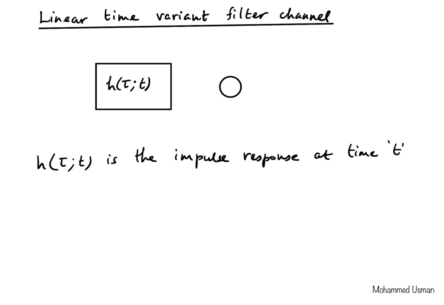And the input signal we'll denote as s of t. So we have s of t denoting the input signal, which is input to the linear time varying filter, and the output of the filter gets added with the noise on the channel. So the noise component gets added here. So we'll have n of t over here.